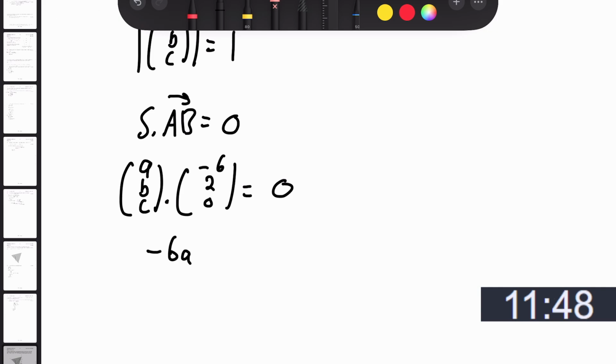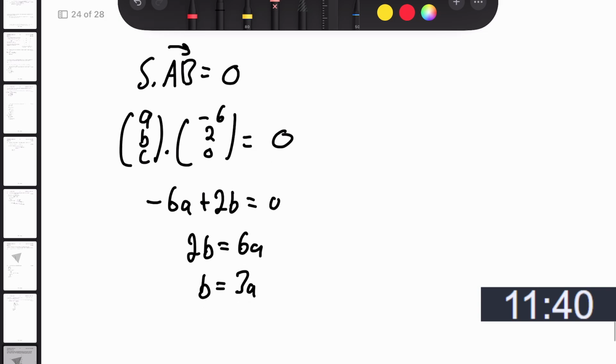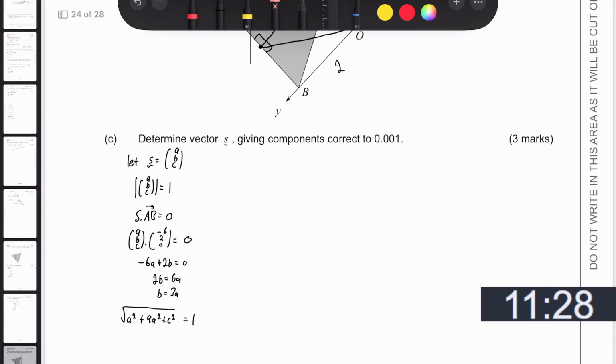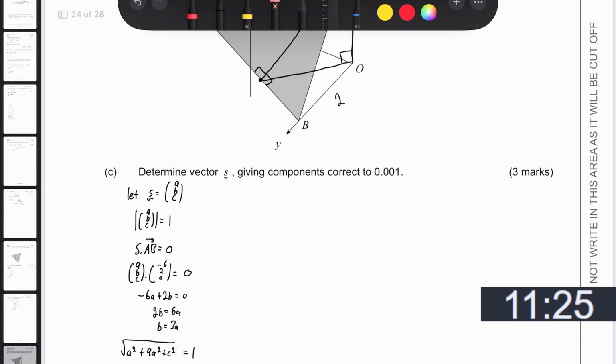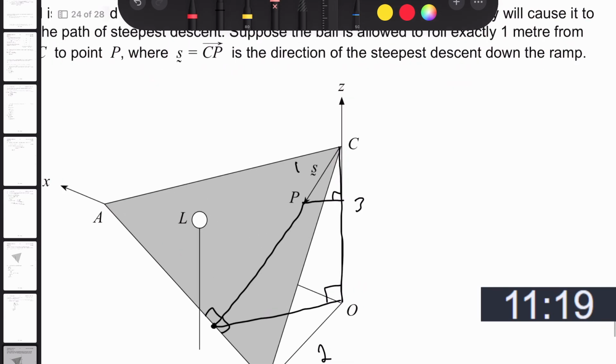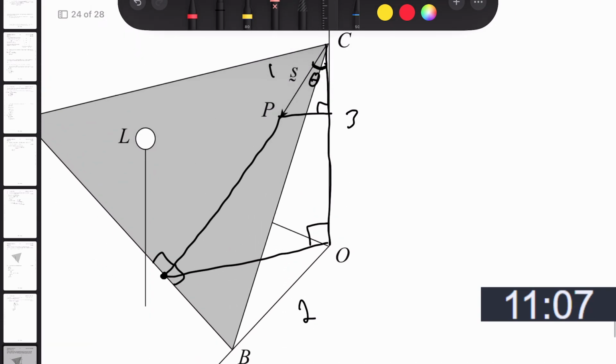So it's negative 6a plus 2b is going to equal 0. So then 2b equals 6a, b is going to be equal to 3a. So then we have the magnitude: a squared plus 9a squared plus c squared is going to equal 1. One more equation. I can solve this simultaneously. Where's this theta? Steepest descent.